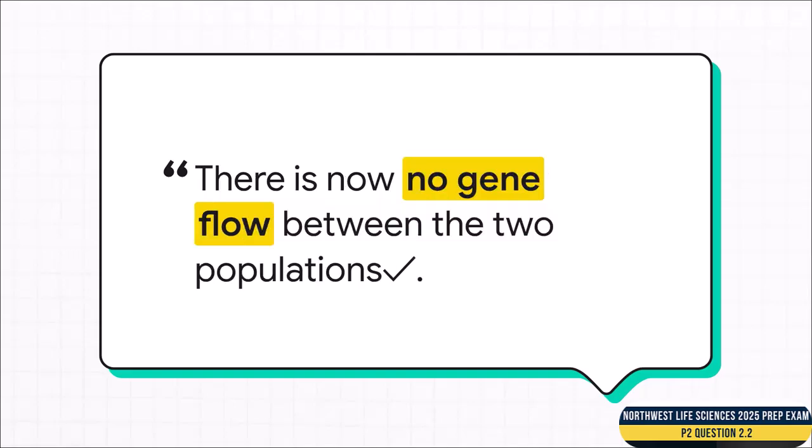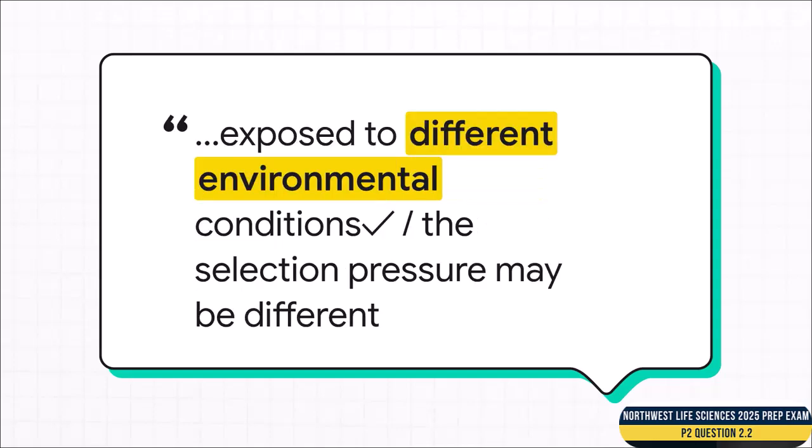This phrase right here is absolutely golden. You have to use it. No gene flow. It's the precise biological term that tells the examiner you understand the heart of the issue, genetic isolation. This one is pretty much a non-negotiable for a top mark answer. So, why do the populations start to change? Because they're living in different places. The memo explicitly gives you a mark for saying they were exposed to different environmental conditions or different selection pressures. This is the why of the story, and it's worth a full point.